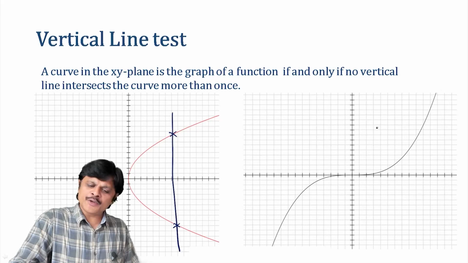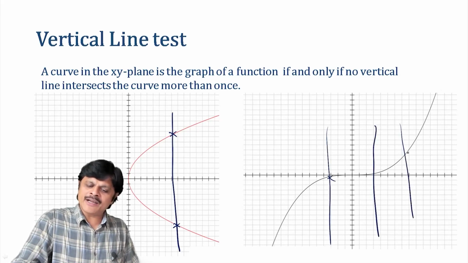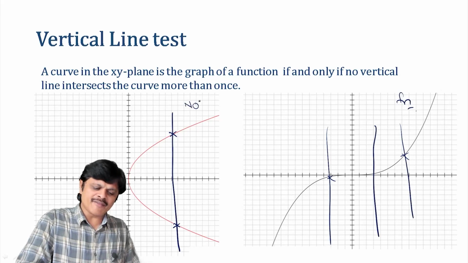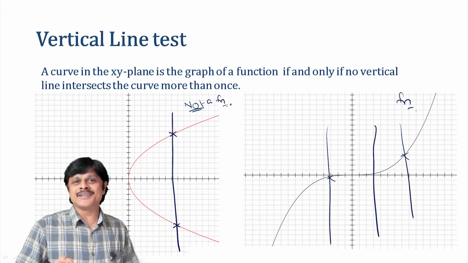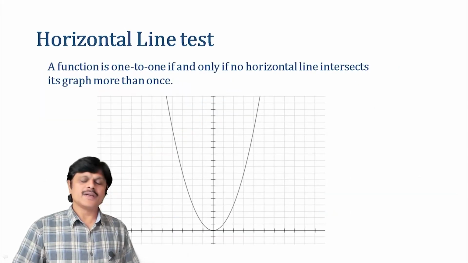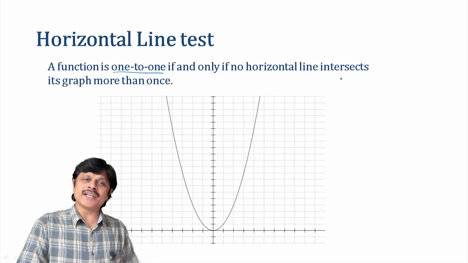Whereas the second one, you drop a vertical line anywhere, it will cut the graph only at one point. Therefore, it is a function, whereas this is not a function. So we also have a beautiful test to check whether the given function is 1-1 or not. Let us see that. Now the horizontal line test. A function is 1-1 if and only if no horizontal line intersects its graph more than once.